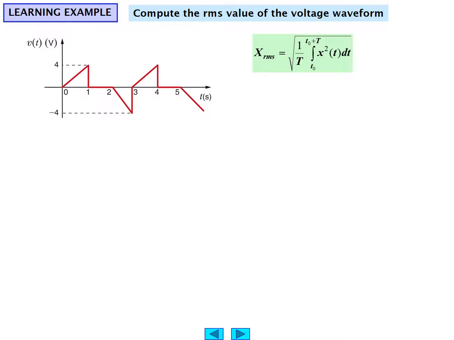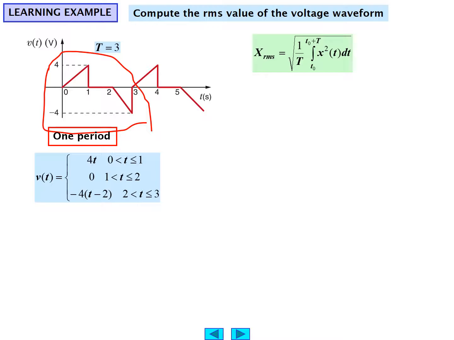So X RMS would be the square root of 1/T times the integral of x of t squared dt. So here's one period, as we said, 3 seconds. Actually, you could take anything that is 3 seconds, but it's convenient to start at 0 if we can, and go out to 3 seconds.